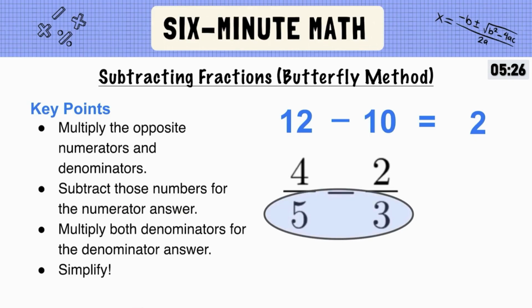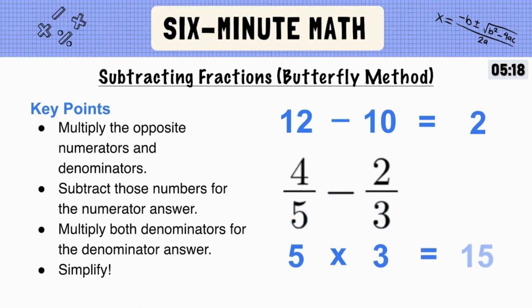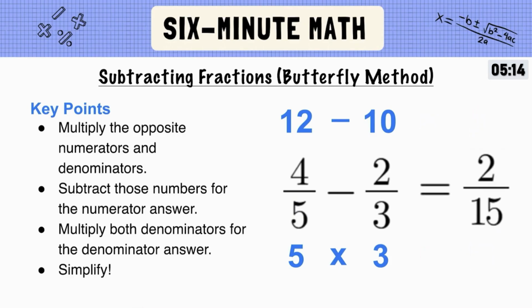To get my denominator answer, I'm going to multiply those two denominators together. 5 times 3 is 15. And when I combine those two, I get my final answer of 2 over 15. As with any fraction question, if I can at the end, I need to simplify. 2 over 15 cannot be simplified, therefore it is my final answer.